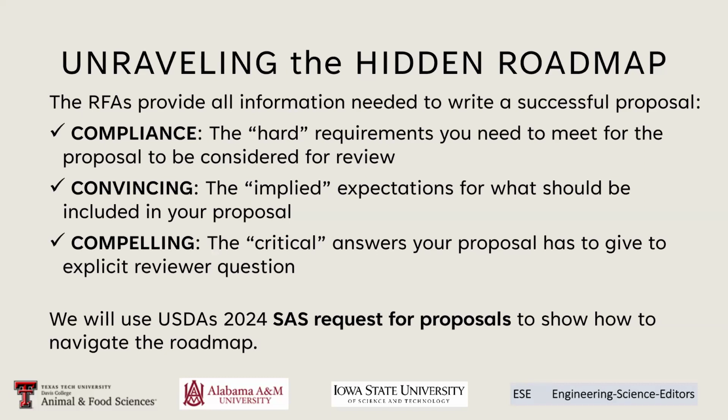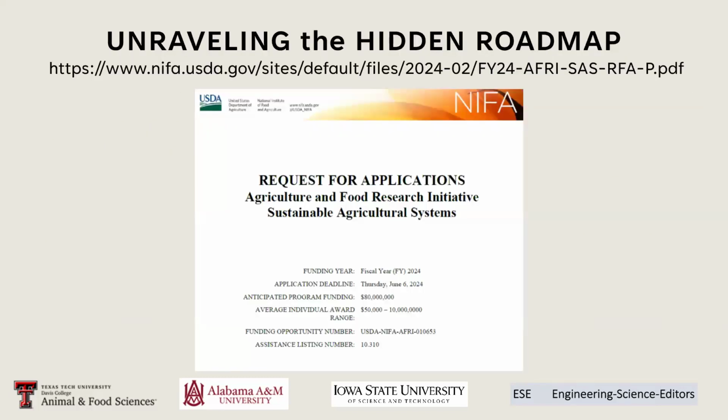Today, we will use one of the most irritating requests for proposals, the SAS request, to show you how to navigate and use the RFA as a roadmap to success. Next, please. This is what it looks like. It's the 2024 request for proposals. It's due on June 6th. Altogether, there's $80 million available, and the floor for awards is $50,000. The ceiling is $10 million.